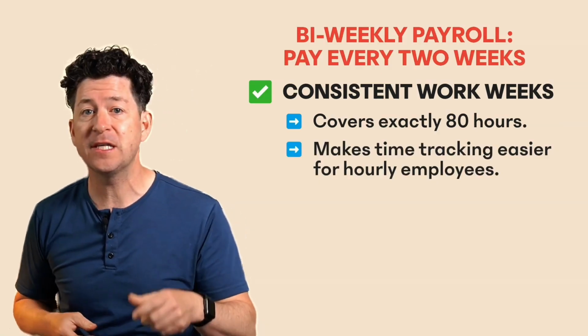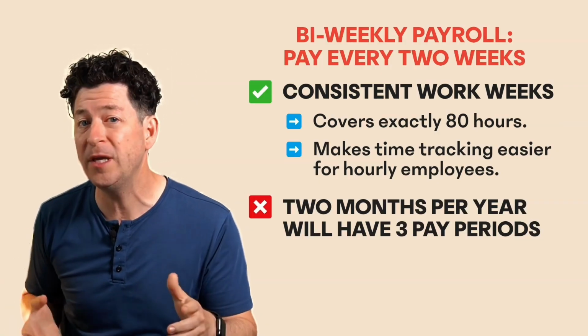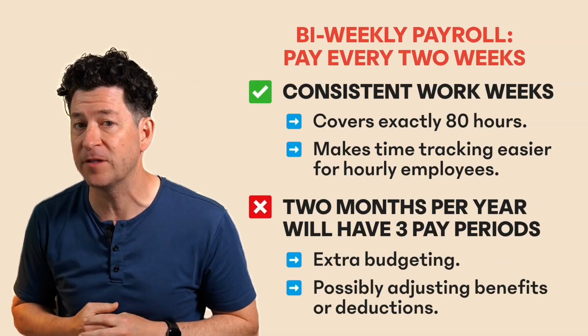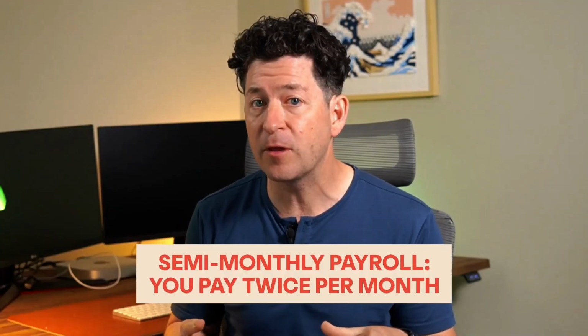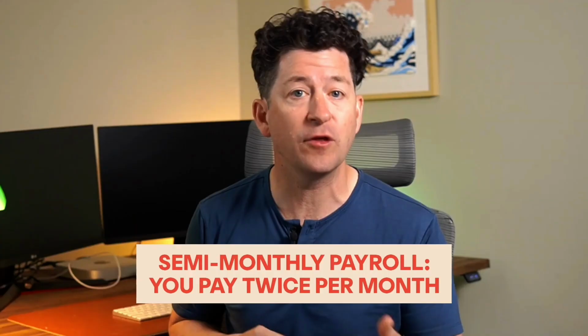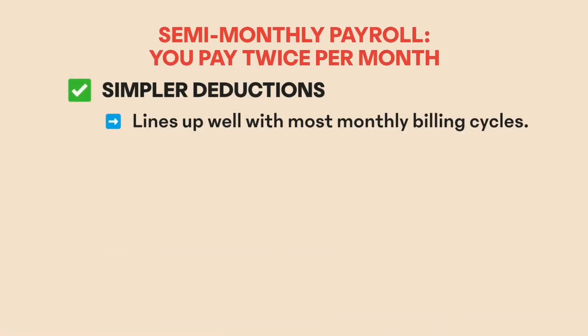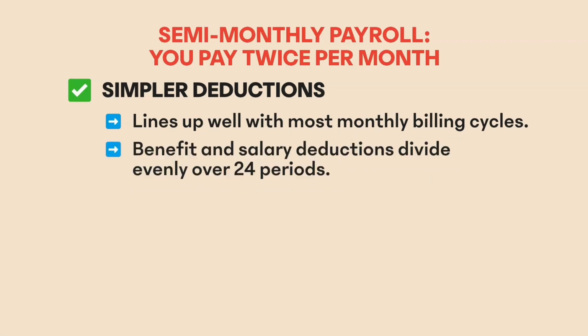Now, the downside is that 2 months out of the year will have 3 pay periods, and this means extra budgeting and possibly adjusting benefits or deductions. Semi-monthly payroll means that you pay twice per month, usually on the 15th and the last day of the month. This lines up well with most monthly billing cycles. Benefits and salary deductions divide evenly over those 24 pay periods.